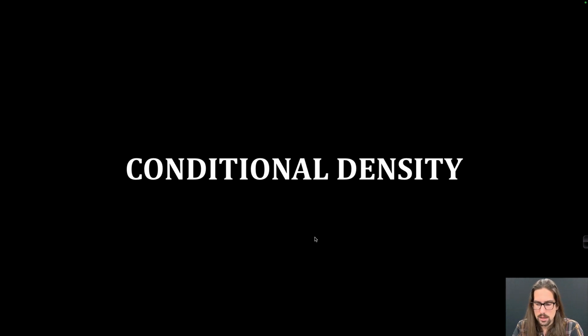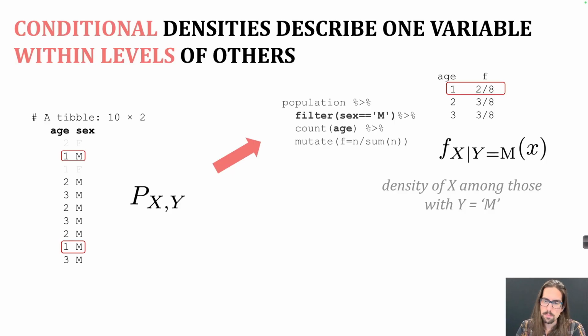The last kind of density that we're going to talk about is a conditional density. Conditional densities describe one variable within levels or strata of others. So let's go back to our tiny population data set. What we're asking about is the probabilities of age within the males. If we first filter sex equals m, and then we count age, and then we get the relative probabilities, that's what this is tabulating here.